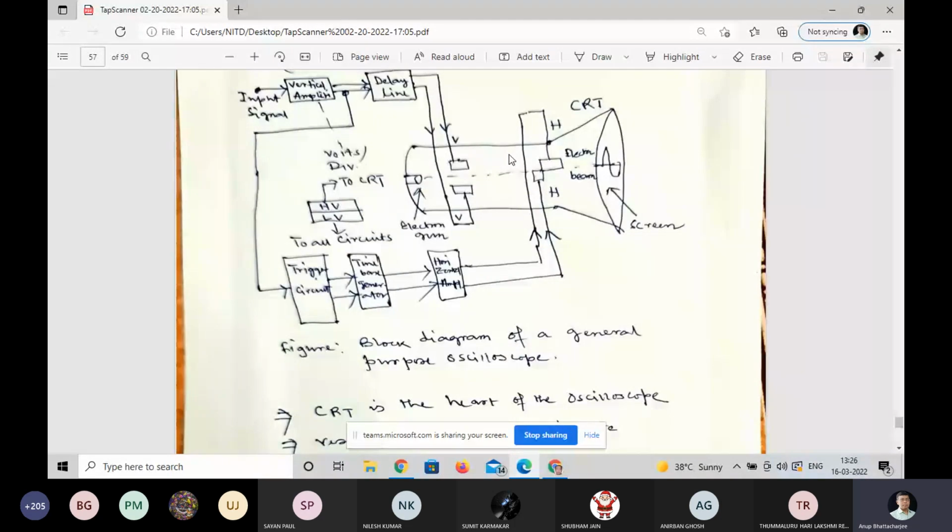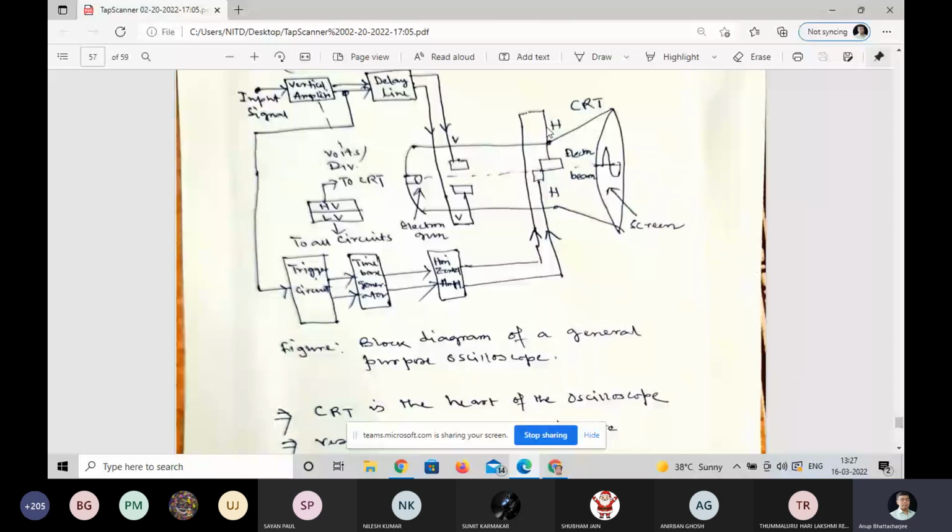Now, what things are written here? You see, the input signal is given here: vertical amplifier, delay line, trigger circuit, time-base generator, horizontal amplifier. This is volts per division, you know. This high voltage is applied to the CRT, low voltage to all circuits. This is the electron gun. Then this is the CRT, the electron beam is coming. Here is the screen, where you get the display. Now, these are the vertical plates, marked V. These are the two horizontal plates.